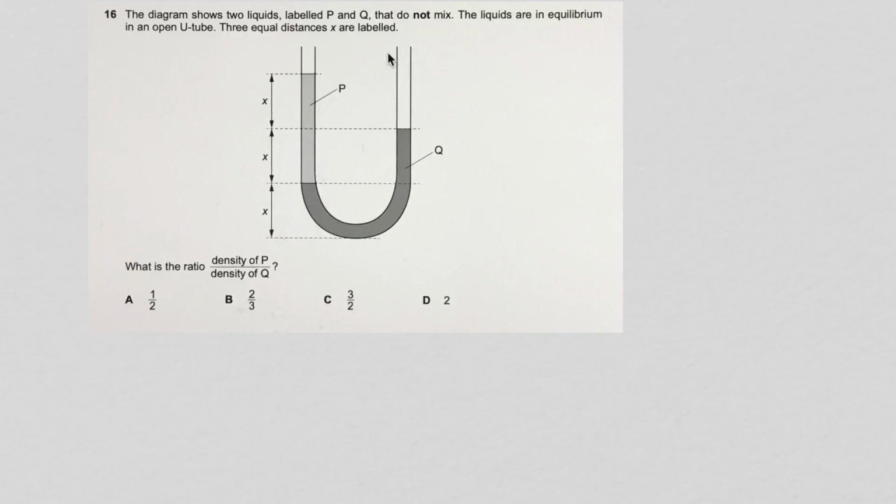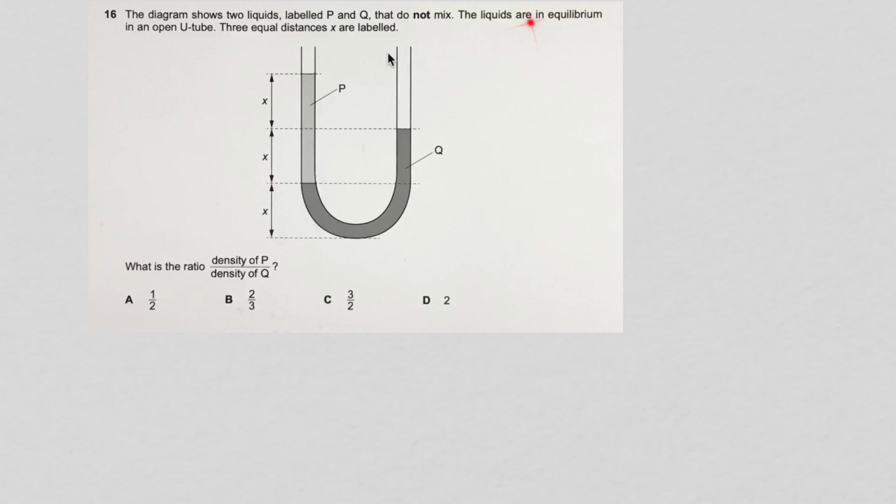We have two liquids, P and Q, in an open tube, an open column, and they don't mix. The liquids are in equilibrium, so it means they don't move around. Given that, we are looking for the ratio of the density of P to the density of Q. That's what we're looking for. So, where shall we start?